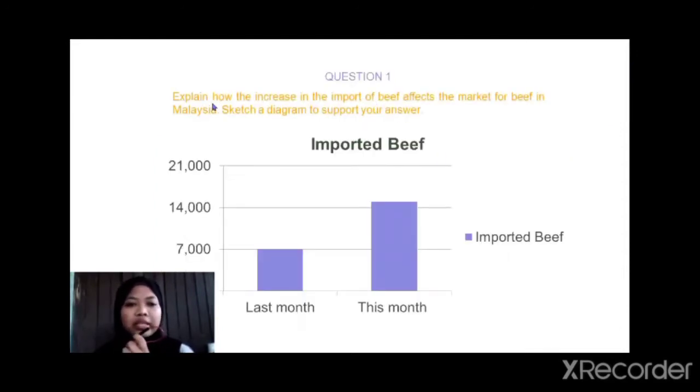The question asks us to explain how the increase in the import of beef affects the market for beef in Malaysia, and to sketch a diagram to support the answer. So for a while, I'm using this diagram to show the 7,000 tons of beef imported last month, and during Hari Raya celebrations about 50,000 tons of beef.